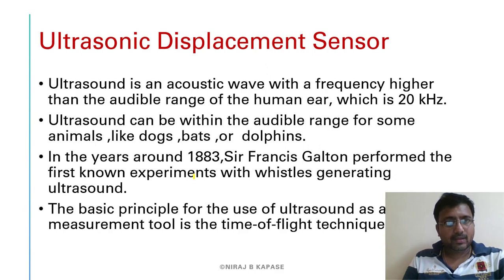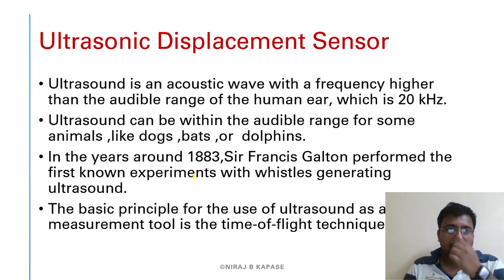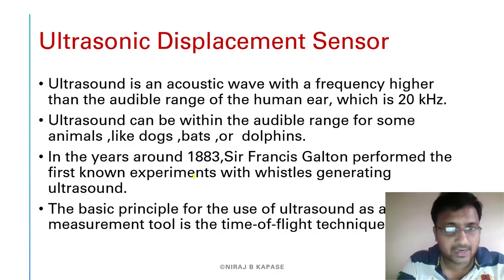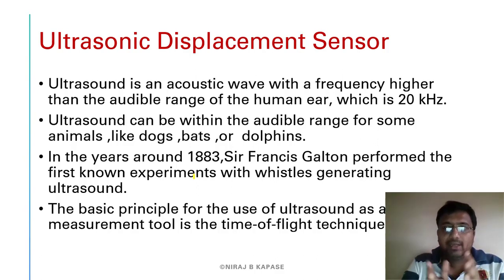Next type we have is the ultrasonic displacement sensor. So first we have seen the resistor type, second is inductive, third is capacitive, fourth is light based, and fifth is ultrasonic. So this is a sound based sensor. Ultrasound is an acoustic wave with a frequency higher than the audible range of the human ear, that is 20 kilohertz.